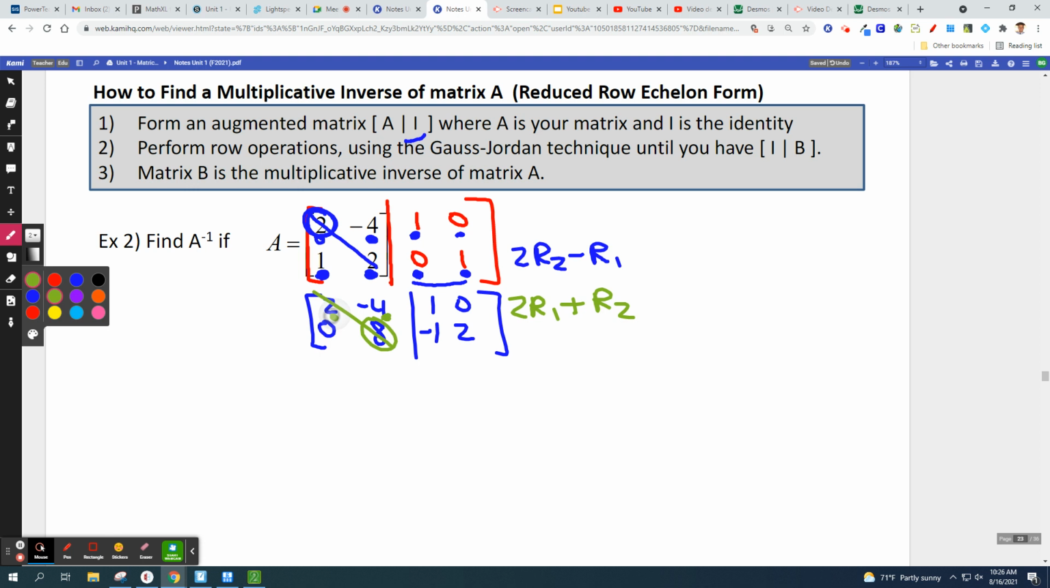So 2 of these row 1s, that's 4, plus this 0, that's 4. And 2 of the -4s is -8, plus this 8 is 0. And 2 of these 1s is 2, plus this -1, that's 2 plus -1 is 1. Feel free to use a calculator if you need. 2 of these zeros is 0, plus this 2 is 2. And then the bottom row, I didn't really need to do anything with anyway. 0, 8, -1, and 2.